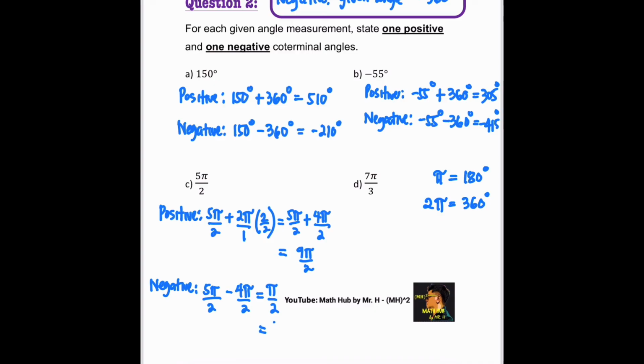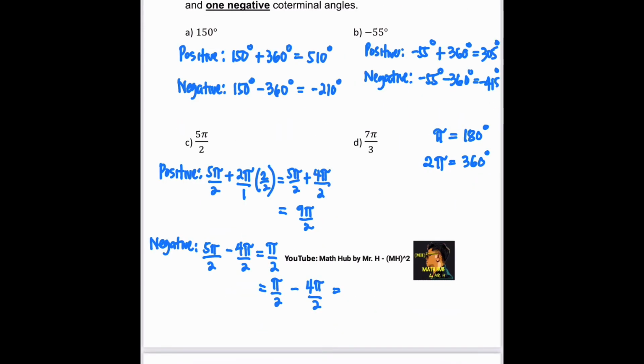So it's going to become pi over 2 minus another 2 pi, so minus 4 pi over 2, which is negative 3 pi over 2. And that is the answer that we're looking for. Feel free to pause the video and find one positive and one negative coterminal angle for 7 pi divided by 3.